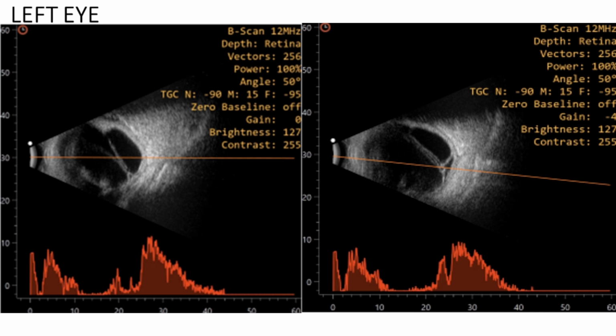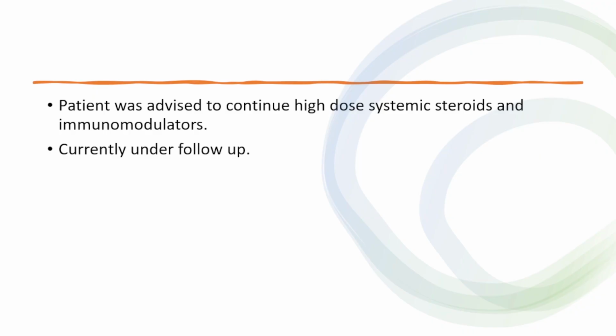The left eye also showed moderate reflective membranous echoes, and the membranous echoes are focally attaching to the high reflective membranous echo, which was persisting in low gain in the scans, suggestive of focal retinal detachment in the left eye. The patient was advised to continue high-dose systemic steroids and immunomodulators. The patient is currently undergoing follow-up for the same. The follow-up ultrasound is not yet done.